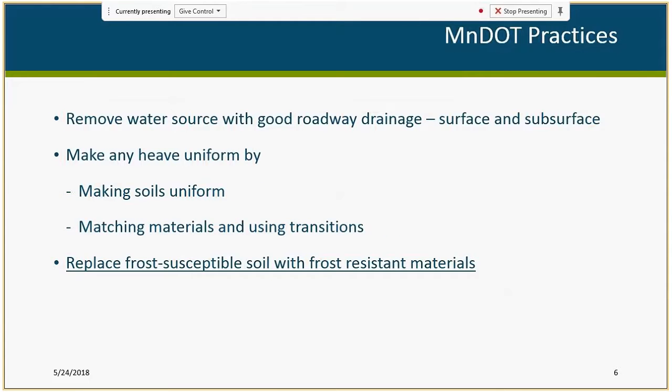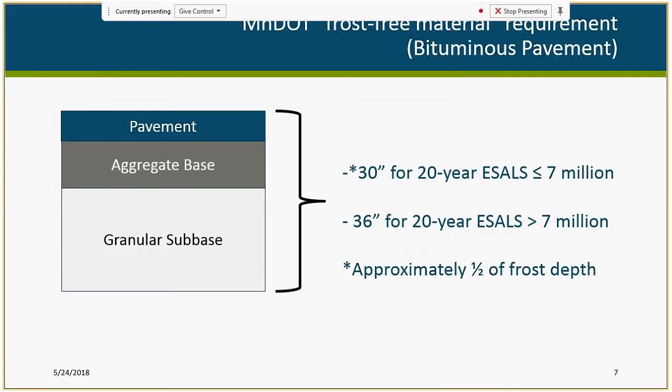So what can you do about this? Well, you can keep water out of your pavement section by having nice ditches and drainage. You can also make your heave more uniform. Or you can replace your frost susceptible soil with frost resistant materials, which brings us to the MnDOT 30-inch frost-free material section, where the entire depth of your pavement, your aggregate base, and your sub-base has to be at least 30 inches deep. And this is based on being approximately 1/2 of your frost depth.